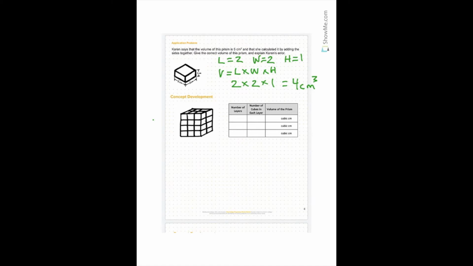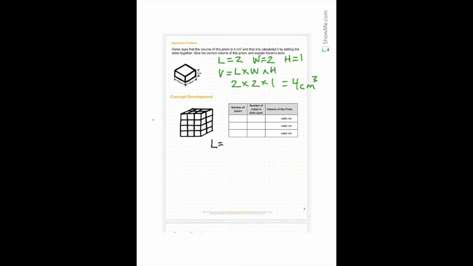All right, we are now looking at the concept development. The first thing that I want us to do is to write our length, our width, and our height of this rectangular prism.